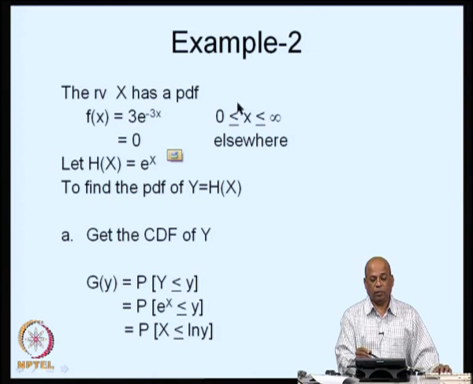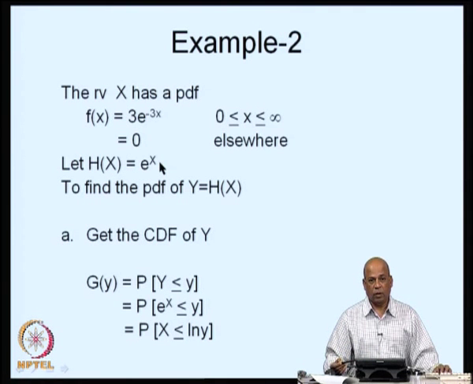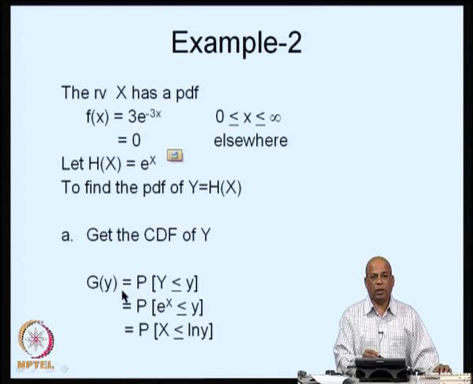Here x is positive. So, h of x is equal to e to the power x, and we are interested in getting the PDF of y is equal to h of x. So, first, as we did in the previous example, we obtain the CDF of y by identifying the equivalent event of y being less than or equal to y in the range space of x.